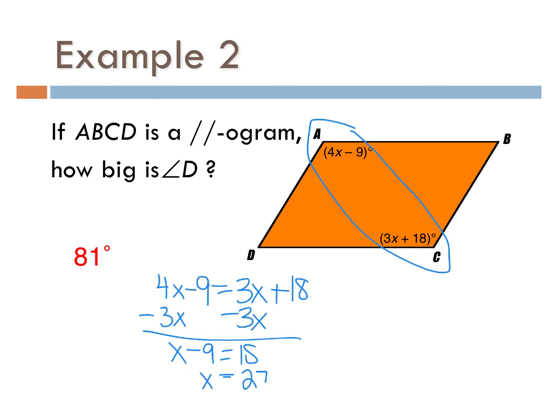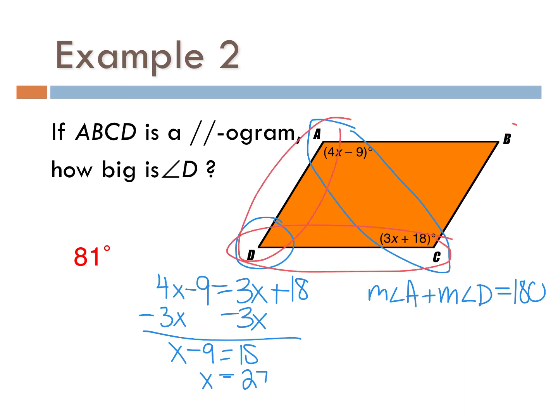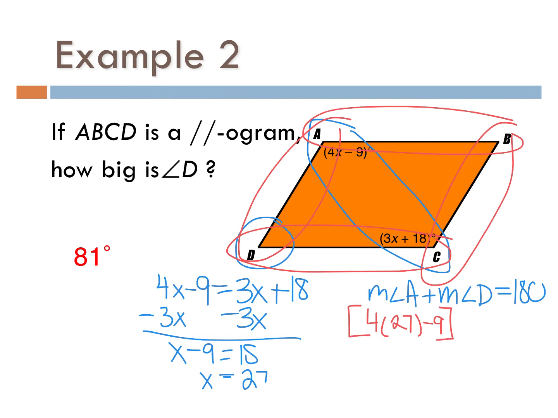So that's using the one angle relationship, the opposite angles are congruent. How does that help me find the measure of this angle? Well, I know that the measure of angle A plus the measure of angle D has to be 180 because consecutive angles, the ones next to each other in a parallelogram, are supplementary. So those add up to 180, these two add up to 180, these two add up to 180, and these two add up to 180. So the measure of angle A I will get by plugging in 27 for x. So that's the measure of angle A, plus the measure of angle D is 180.